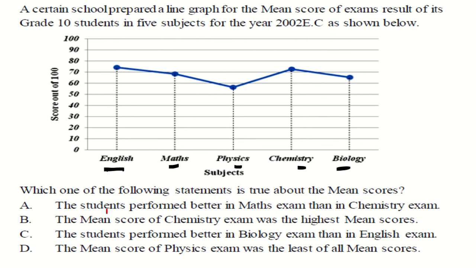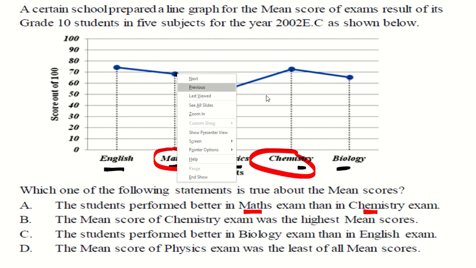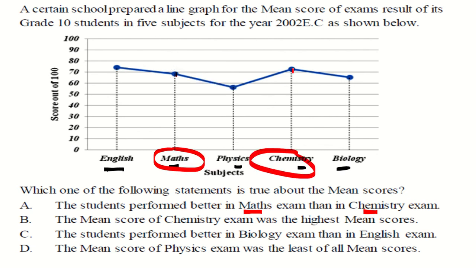A says the students performed better in math exams than chemistry. The comparison between math and chemistry. The math is here, it's less than 70. What about the chemistry? The chemistry result here is greater than 70. So which one is better? Math or chemistry? Which one is larger?